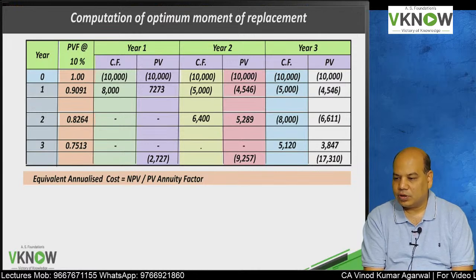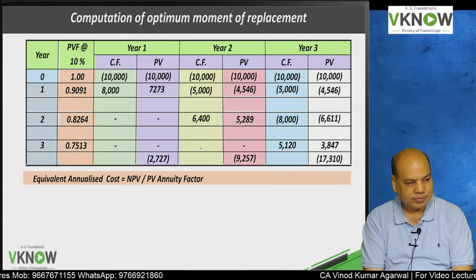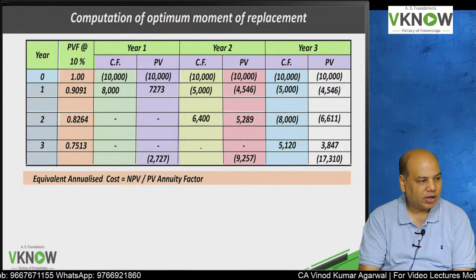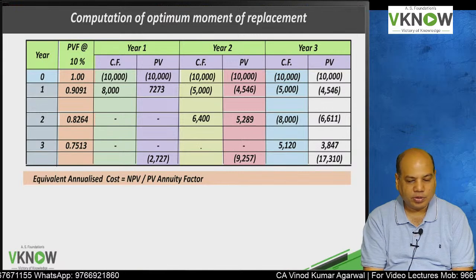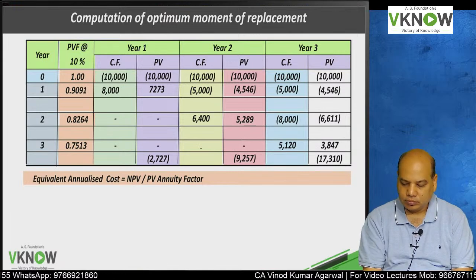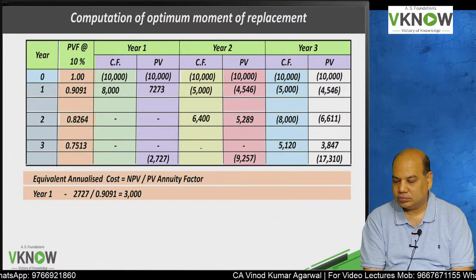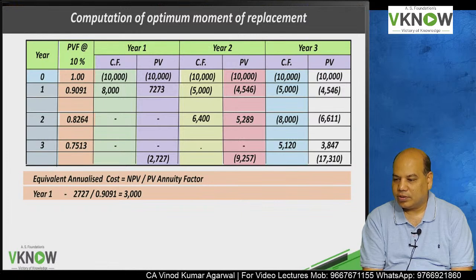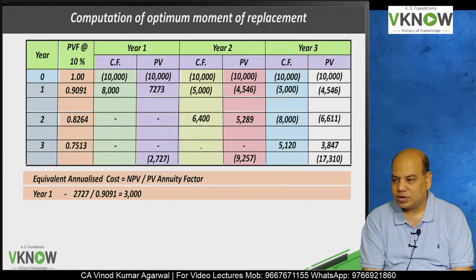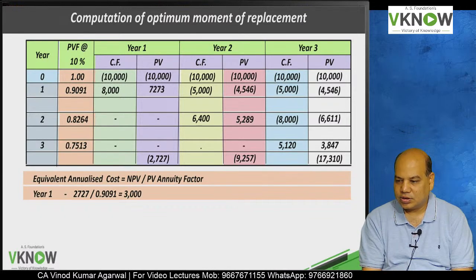So the formula for equivalent annualized cost is NPV upon PV annuity factor. Under that, write down year 1. Year 1: 2727 divided by 0.9091. The first year annuity factor will be the same, 0.9091. That gives 3000 rupees. Check the answer.